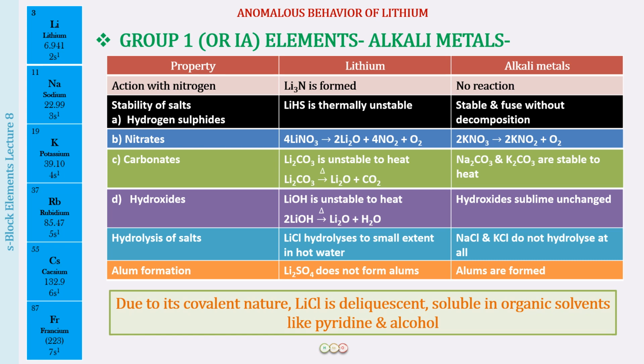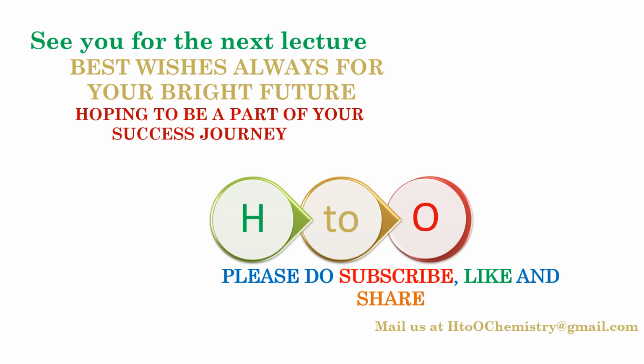Now, one very important thing you can remember: due to the covalent nature, lithium chloride is deliquescent. It can absorb moisture from the air till it forms a solution. And it is also soluble in organic solvents like pyridine and alcohol because of its covalent nature. Again, this is what we discussed while we were talking about the various halides of the alkali metals in the chemical properties. So that would be all for this lecture. I hope you've enjoyed your learning with me, and now you know all the differences that lithium has from the rest of the alkali metals.